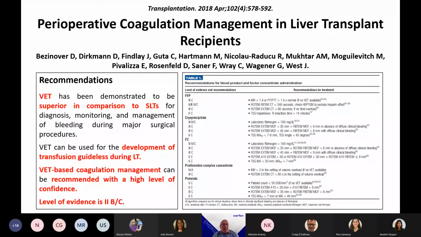Similar recommendations come from an international expert group of colleagues mainly from Europe and the US. They also clearly point out that viscoelastic testing is superior compared to standard lab tests, and that it can be used to develop transfusion guidelines or a transfusion algorithm for liver transplantation. Here just an example is shown.